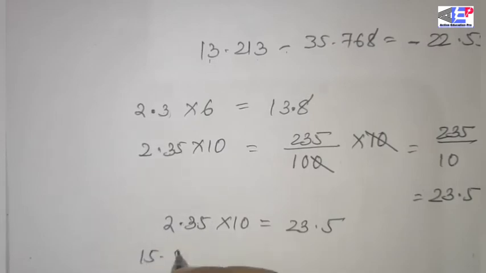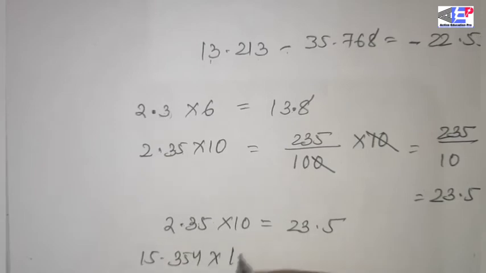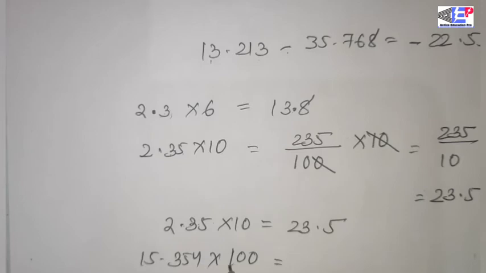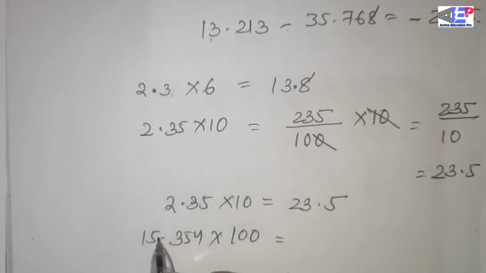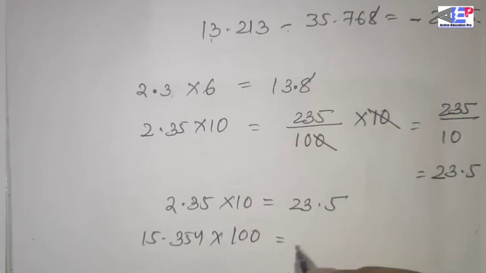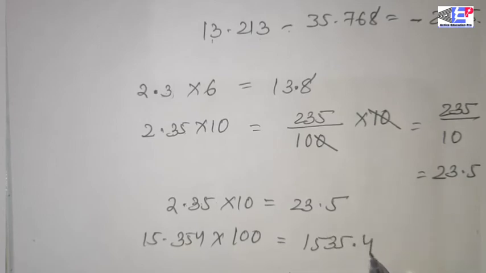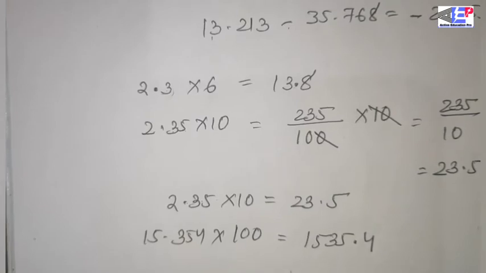Another example, 15.354 into 100. So here look, there are two zeros with 1, two zeros with 1. So this decimal point moves towards right direction with two digit places, for two digit places. So this will be 1535.4.